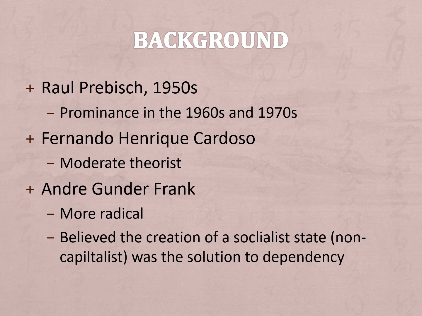Modern dependency theorists, such as Fernando Henrique Cardoso, considered that there was some level of development in dependency, while more radical thinkers, such as Andre Gunder Frank, argued that the only way to end dependency was through the creation of an entirely socialist state, i.e. a non-capitalist state.